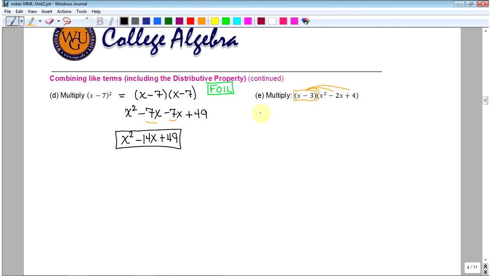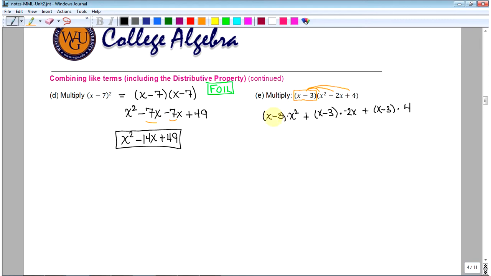So I'll have x minus 3 times that x squared plus x minus 3 times a negative 2x plus, because again, distributive property is always combined, your terms are combined with addition, and then we'll apply the negative later, plus x minus 3 times that last term, which is 4.